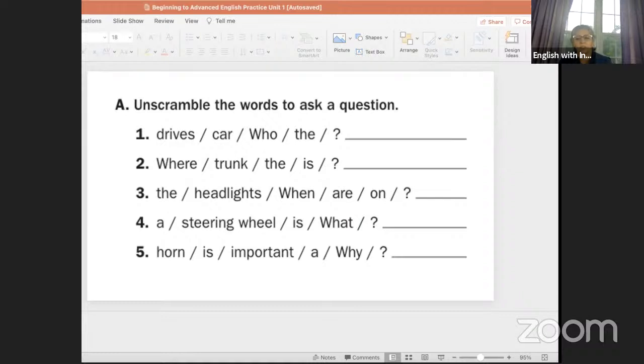Okay, what is a steering wheel? Steering wheel? Wheel, what does wheel mean? Okay, what is a steering wheel? Okay, yes. Okay, you are done with all. Okay. Why is a horn important? Okay.